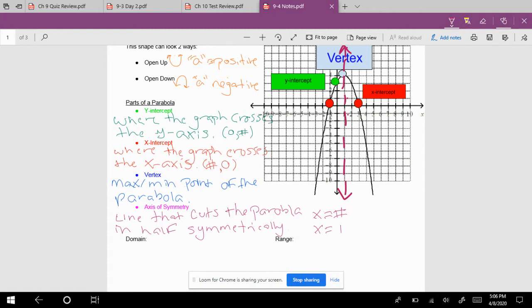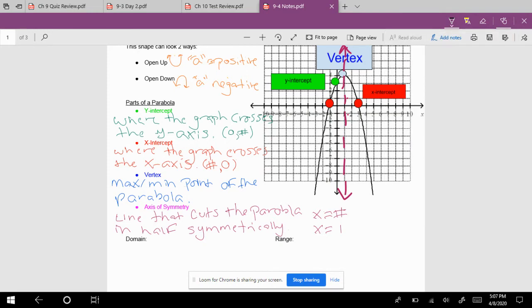Okay, now we have domain and range. So we have played with domain and range before, but it has been a little bit. So we want to touch base on it today, and we'll be coming back to it in a couple days as well. So domain describes how does your function behave as you move left and as you move right.